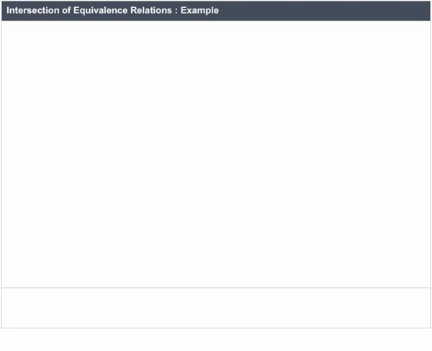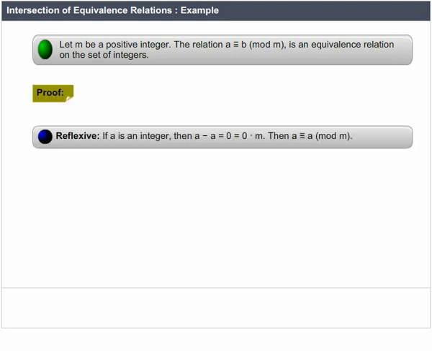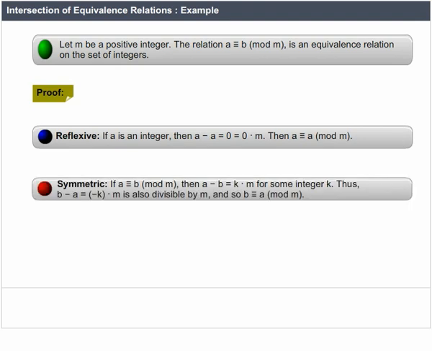Example. Let m be a positive integer. The relation a is congruent to b modulo m is an equivalence relation on the set of integers. Proof. Reflexive. If a is an integer, then a minus a equals 0 times m, so a is congruent to a modulo m. Symmetric. If a is congruent to b modulo m, then a minus b equals k times m for some integer k. Thus b minus a equals minus k times m is also divisible by m, and so b is congruent to a modulo m.